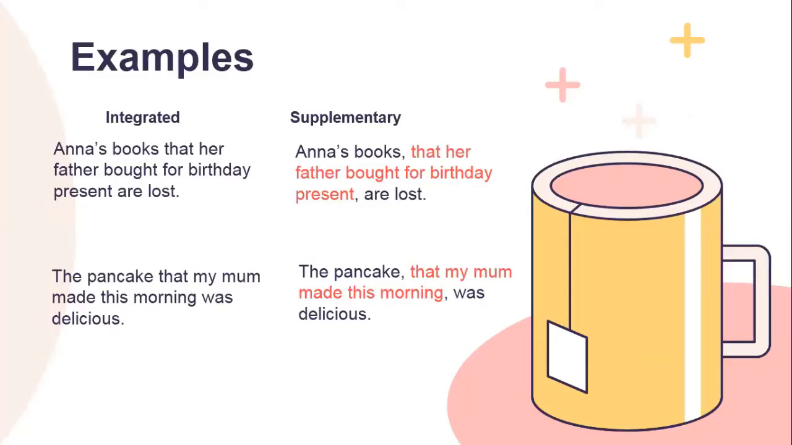Let's see the example. The first example is: Anna's books that her father bought for her birthday present are lost. For the supplementary: Anna's books, comma, that her father bought for her birthday present, are lost. So, as illustrated from the examples, we can see that the relative clause serves to restrict the denotation of the head noun differently.